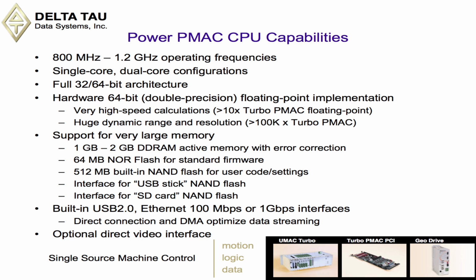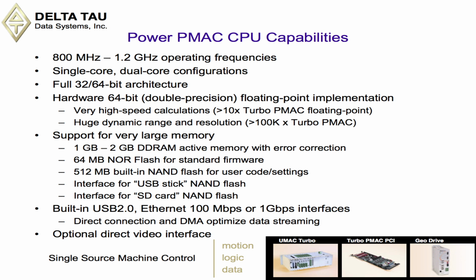The memory is much larger. Gigabytes of active memory, and we have error correction on them. Built-in NOR flash for our stuff, built-in NAND flash for your settings, your programs, tables, things like that. You can also install external memory, whether just to load it on a USB stick or camera card, or you can have it in there permanently if you want more capacity. And a lot of people will put in large cards to store experimental data, which is pretty common.